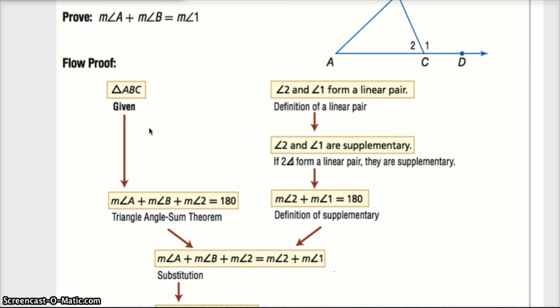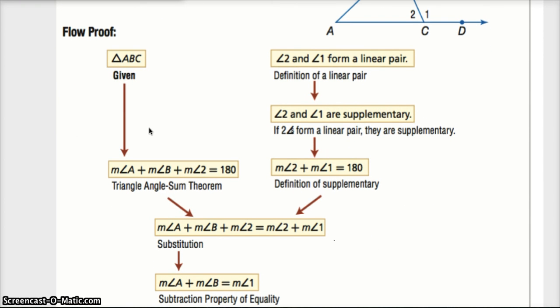All right, so that's the example of a flow proof. If you read through it and did it on your own, great job. If not, I'm glad we were able to do it together.